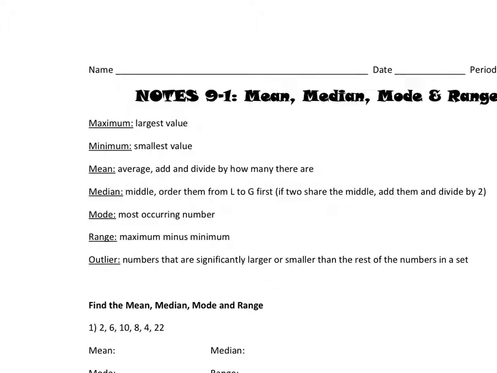Mean, something that you learned in 6th grade, is just the average. Whatever numbers you have, you add them all up, and you divide by how many there are. Pretty much exactly what it says right there.